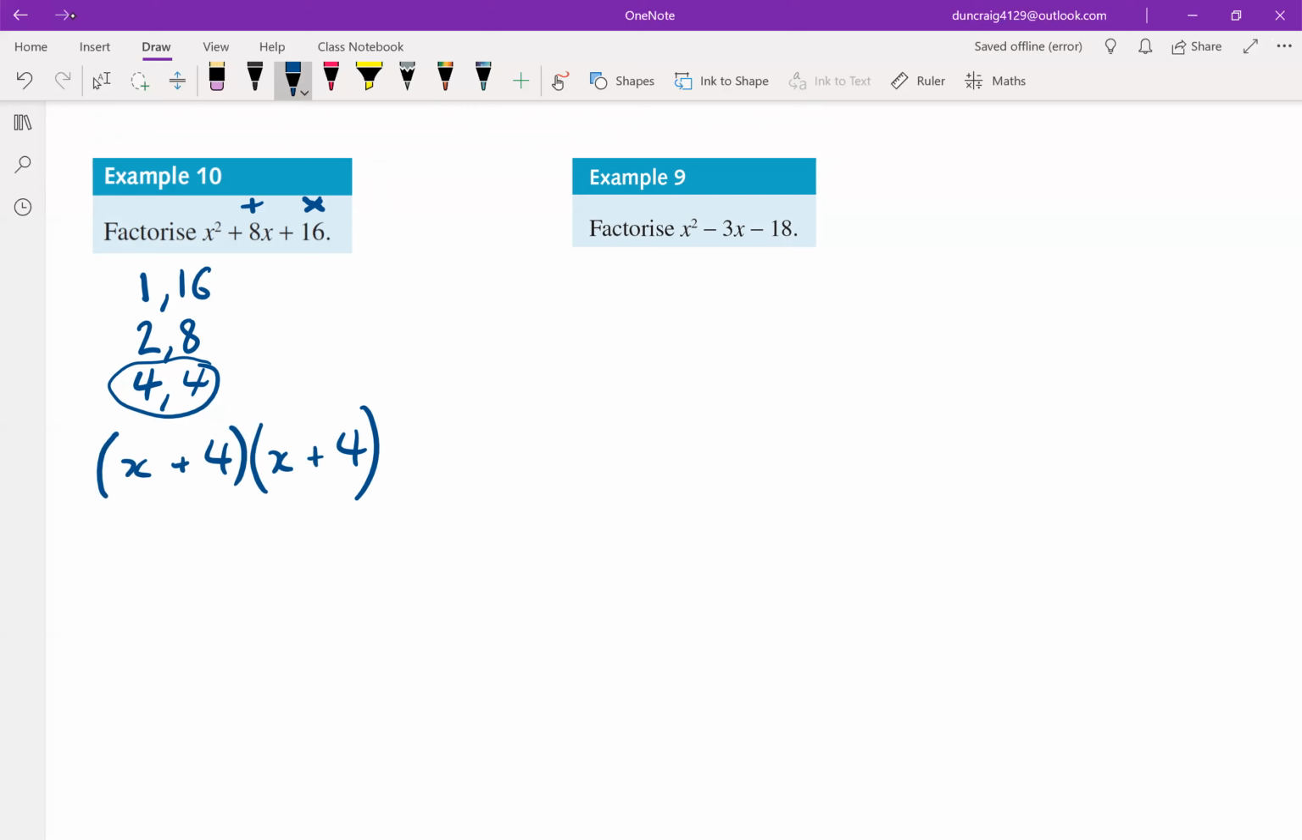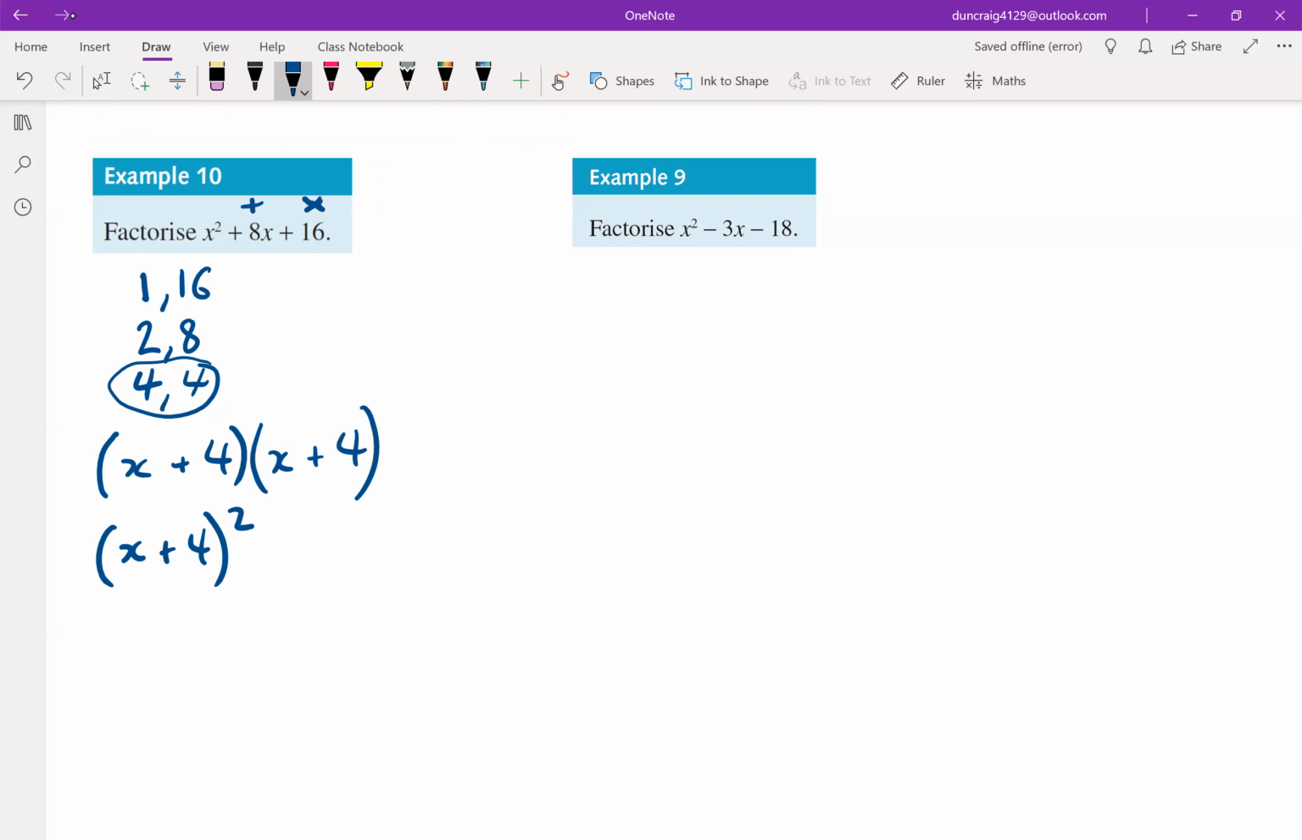x plus 4, like that there. And in this case, this is what we call a perfect square, because it's the same thing multiplied by itself twice. So I can actually simplify that to x plus 4 all squared. Okay, let's have a look at this second example here.